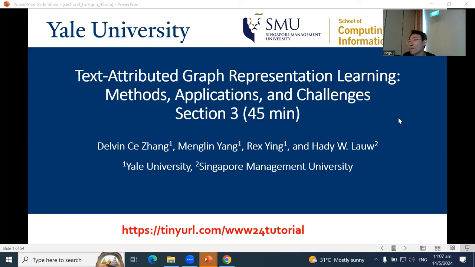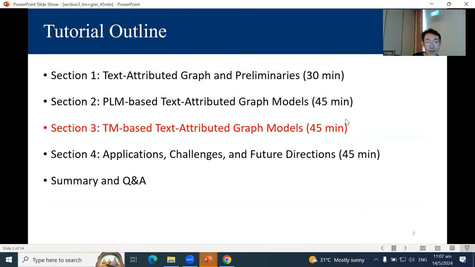Because once you've got a text attributed graph and you derive the representation, what can you do with it? It turns out that there have been different works that try to apply it to different things like recommendations, classifications, and so on. Okay, so without further ado, let me take you through this next part. This is part three: topic model-based text attributed graph models.